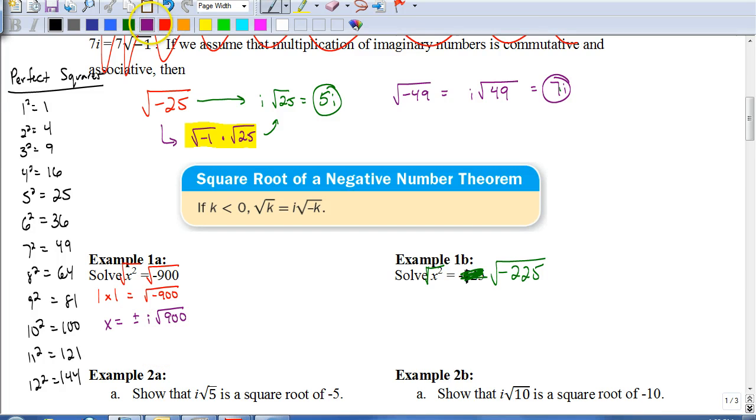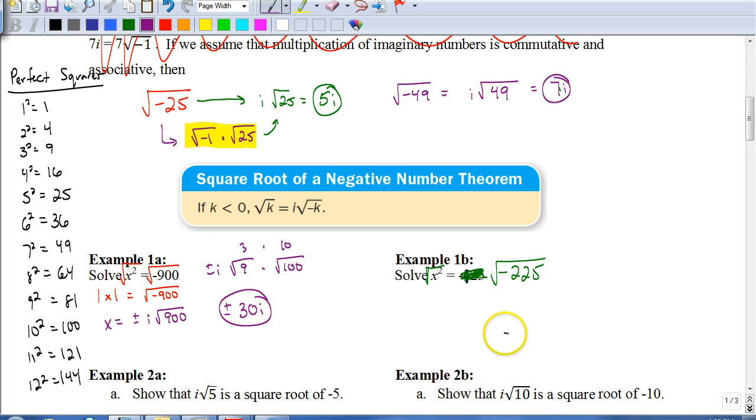So to figure out what our answer would be here, I know that the square root of 900 is made up of two perfect squares, 9 times 100. So that plus or minus i times the square root of 9 times 100. Square root of 9 is 3. Square root of 100 is 10. Well, 3 times 10 is 30. So my answer here would be a positive or negative 30i. Pretty simple.